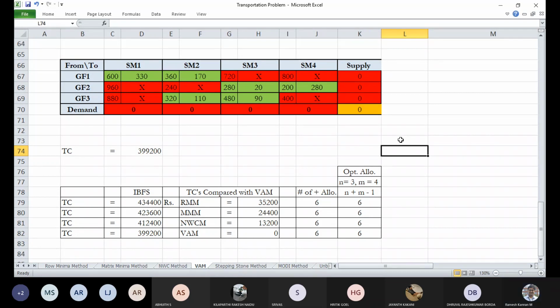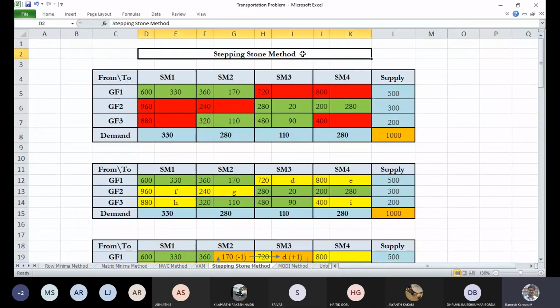The first method is called the stepping stone method, and it's one of the more complex methods to understand, but it has its own significance. The other method we're going to try is MODI, or modified distribution method, also known as the UV method. It's a little easier compared to the stepping stone method, but the stepping stone method will provide an insight into what happens in your transportation table. Without further ado, let's get started.